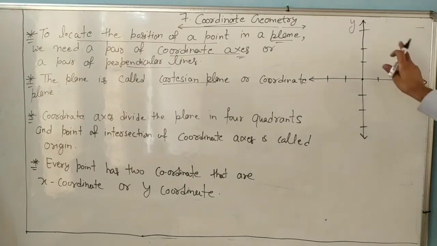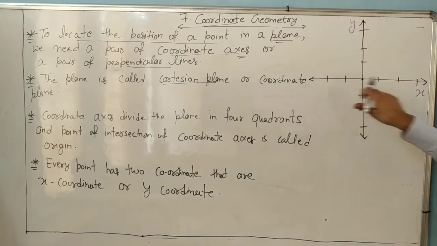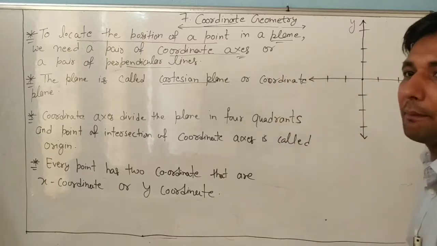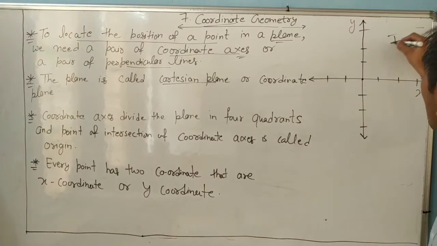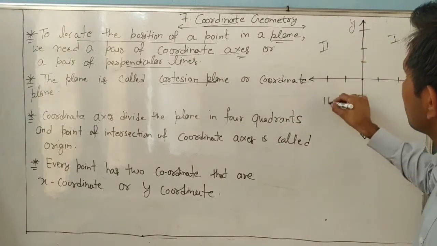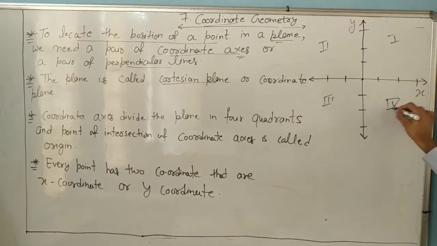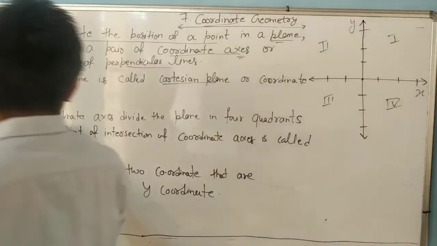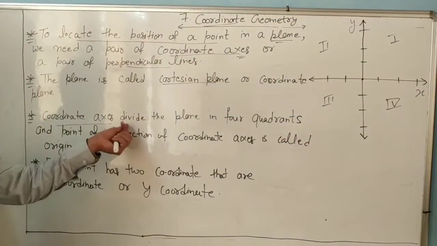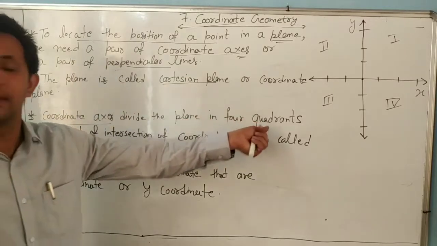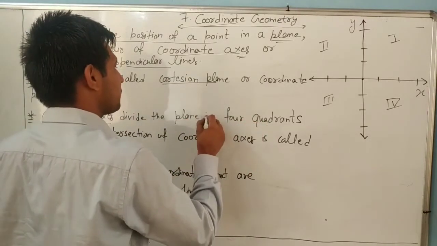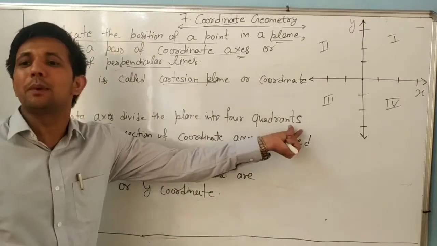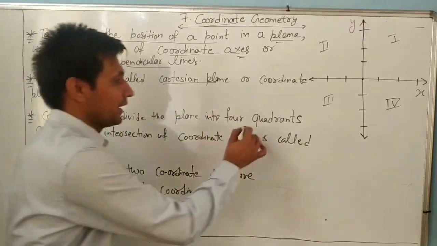So tell me, these 2 coordinate axes divide the plane into how many parts? 4 parts. First, second, third and fourth. And these 4 parts are called quadrants. What is a quadrant? The coordinate axes, or you can say perpendicular lines, divide the plane into 4 quadrants, 4 parts, and these parts are called quadrants.